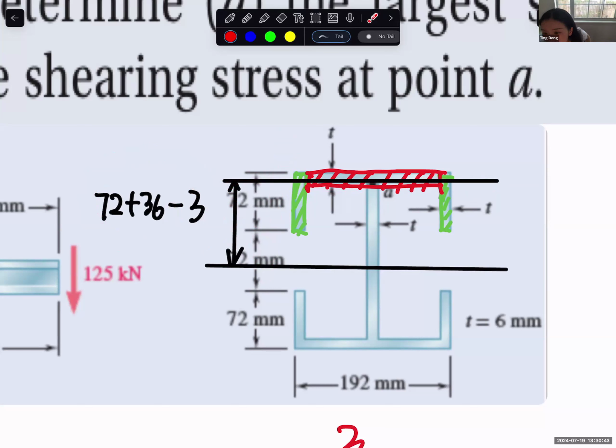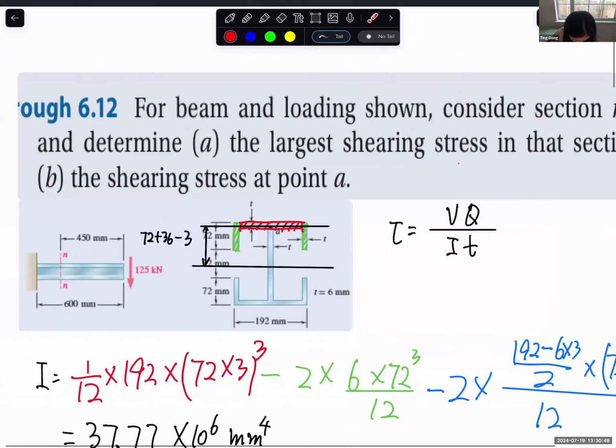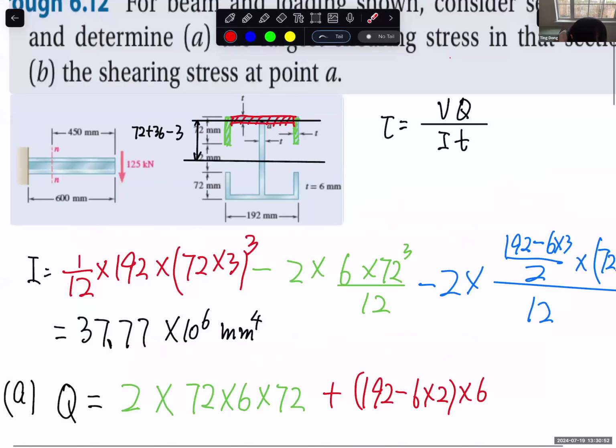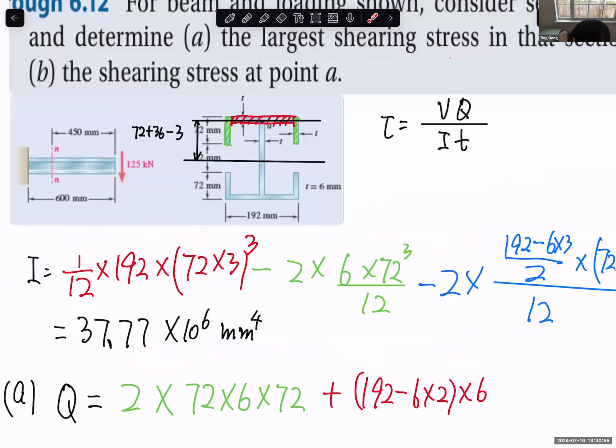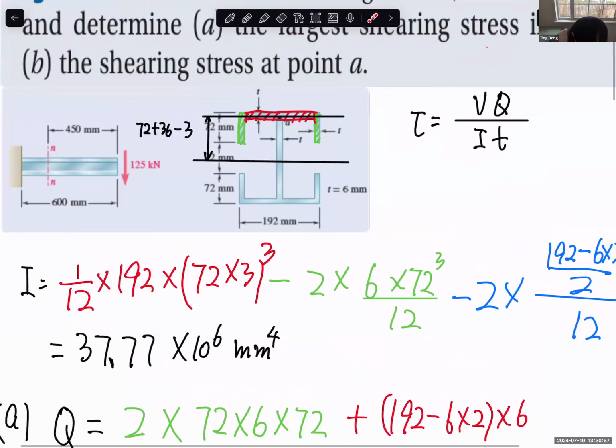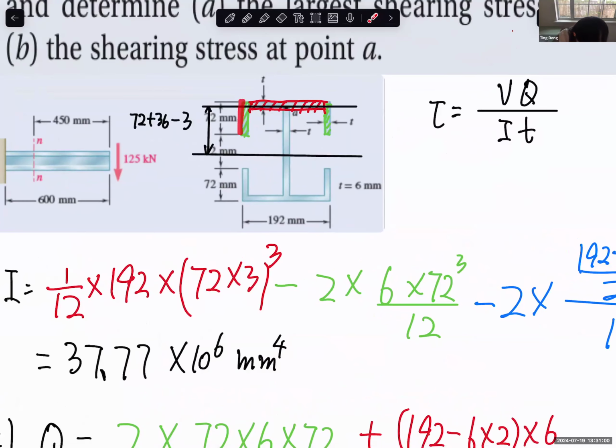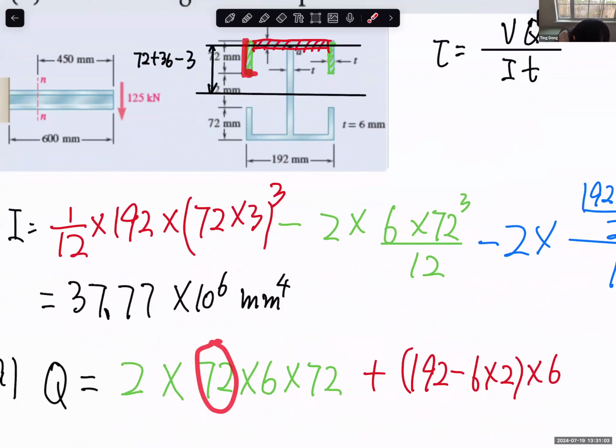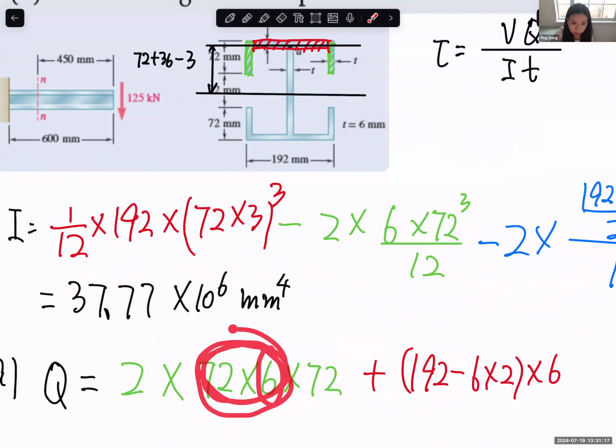How do you calculate the area of the green area? So for the green area, this one is 72, and this thickness is 6. Wait. Oh yeah, yes. So this is the area of the green area. Right? Did that answer your question?